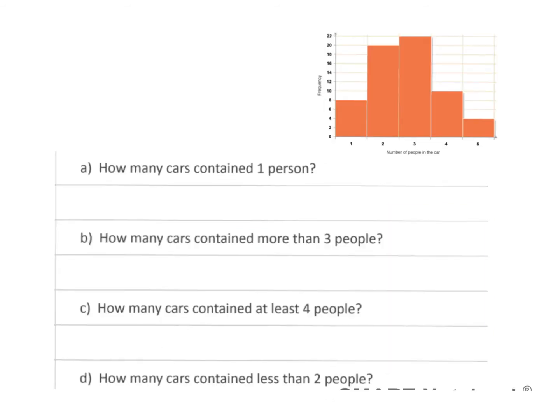So then we can answer questions related to this. So how many cars contained 1 person? So here's our 1 person. It goes up to 8. So there were 8 cars that had 1 person in it. Letter B, how many cars contain more than 3 people? So not 1, not 2, not 3, but 4 and 5. So 4, it looks like we had 10. 5, it looks like we had 4. So there were 14 cars that had more than 3 people in it.